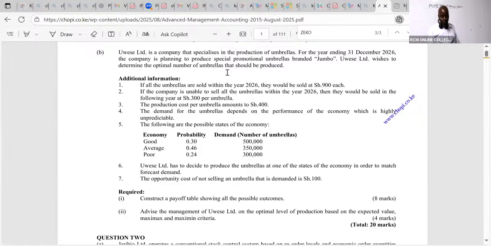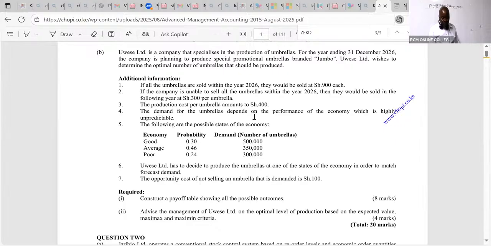The company is planning to produce special promotional umbrellas branded Jumbo. SHD Limited wishes to determine the optimal number of umbrellas that should be produced. Additional information: if all the umbrellas are sold within the year, when you are very lucky, they would be sold at a very high price of 900. If the company is unable to sell all the umbrellas within the year 2026, they would be sold in the following year at a very low price of 300. The production cost per umbrella is 400.